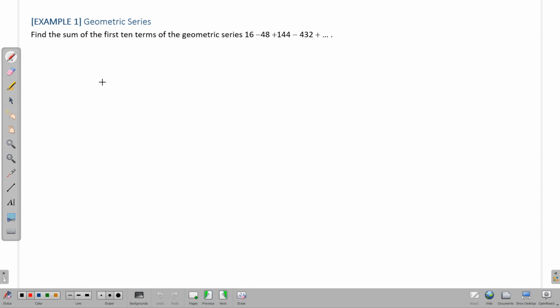All right, let's try applying it again. So we've got a geometric series here. It says find the sum of the first 10 terms. Let's write down the things that we know. We know the first term. The first term is 16.